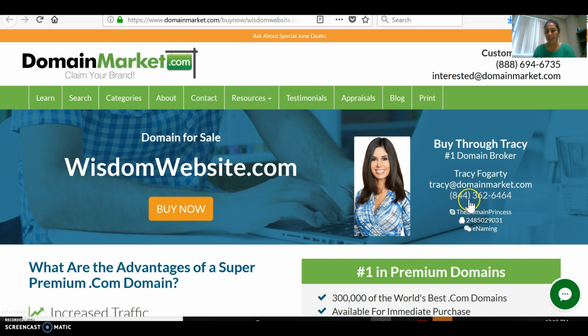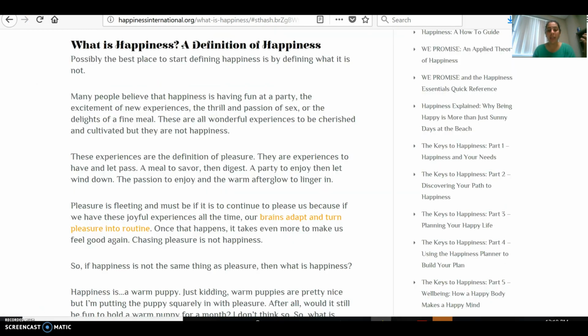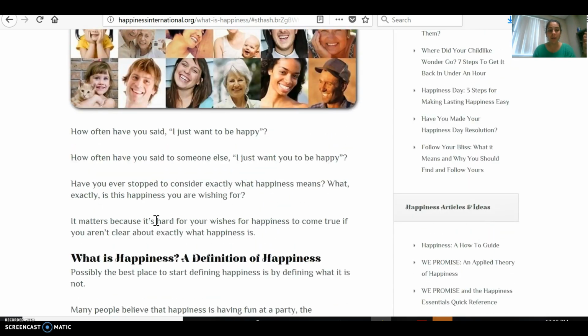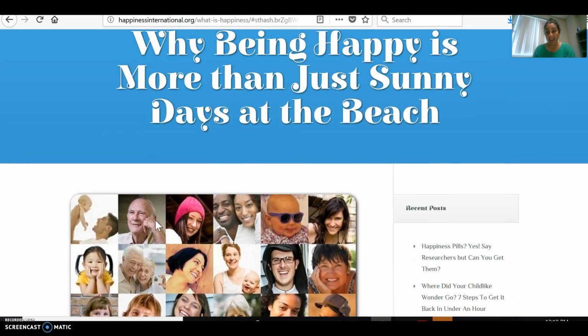There was this woman and her picture and her contact information. And it took me to a website called domainmarket.com, which has nothing to do with the topic of happiness. So sometimes these websites may seem really good on the surface, but where they get the information from and who has written the article is just a little bit vague. So this is the kind of source that I would not want to use.